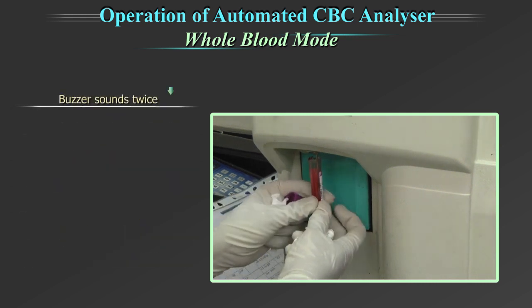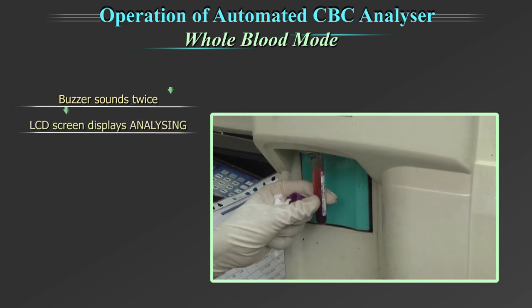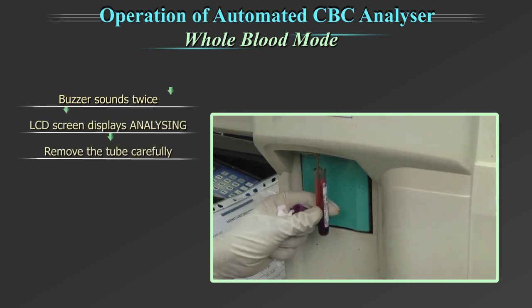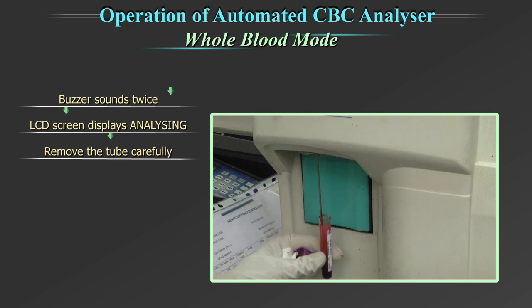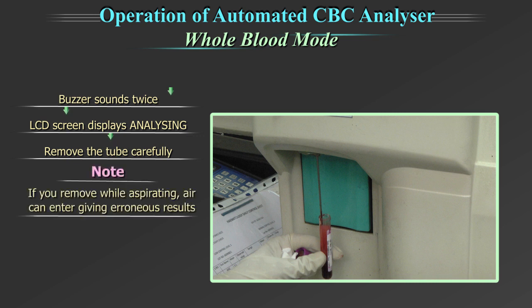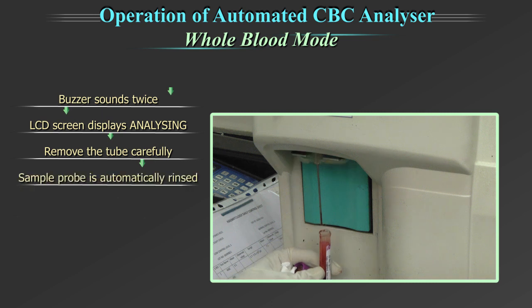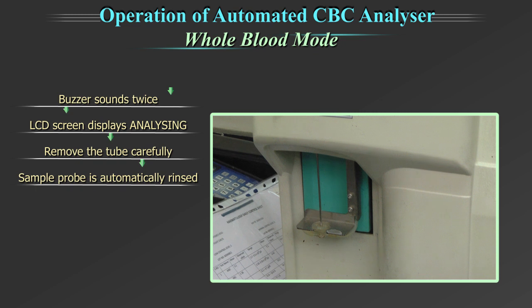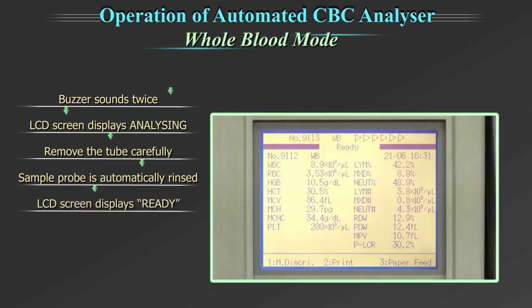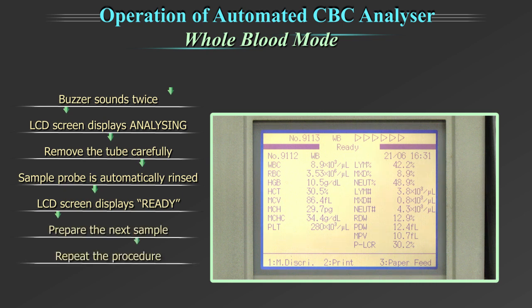The buzzer sounds twice, and when the screen displays analyzing, remove the tube carefully by lowering it straight down to avoid bending the probe. Do not remove tube when screen shows aspirating. If you remove while aspirating, air can enter, giving erroneous results. The sample probe is automatically rinsed, so there is no need to wipe it clean. When the LCD screen displays ready, prepare the next sample and repeat the procedure.